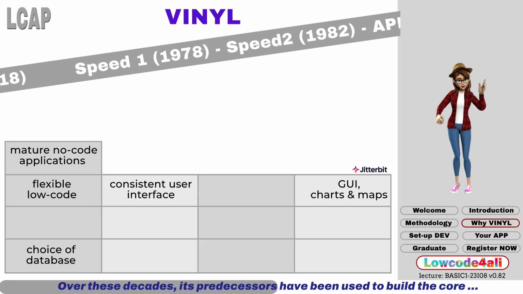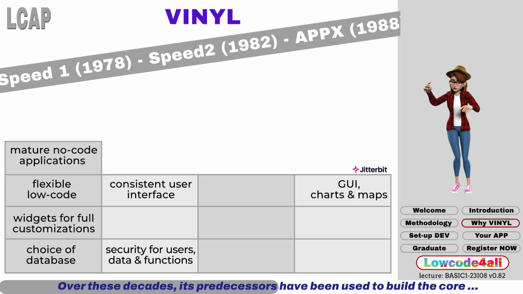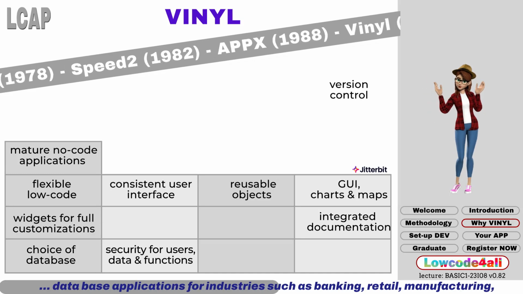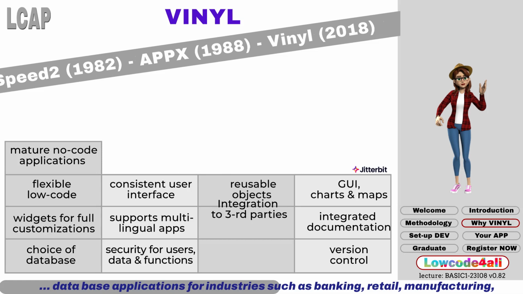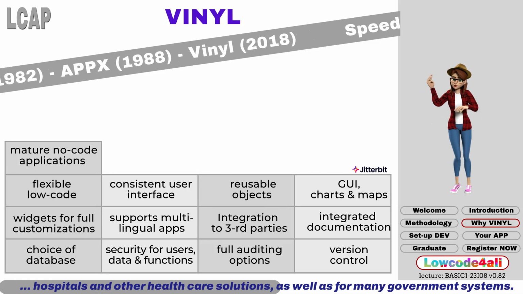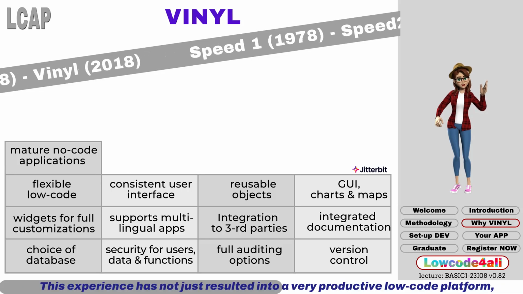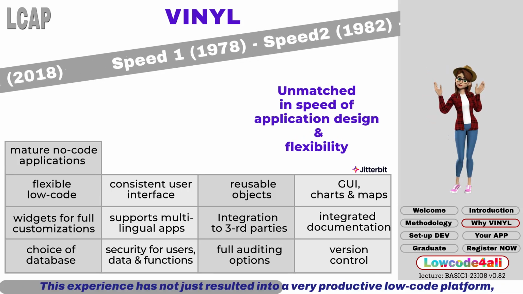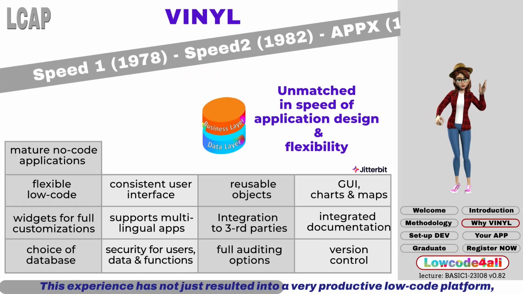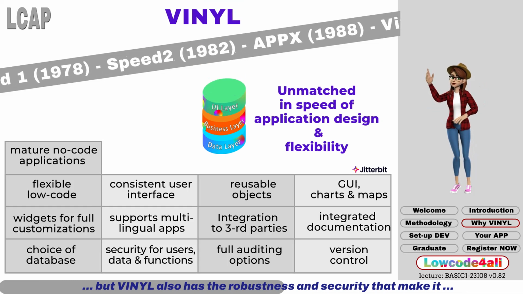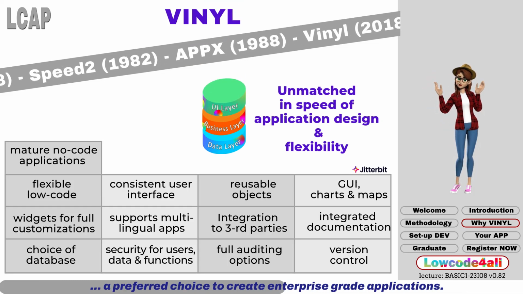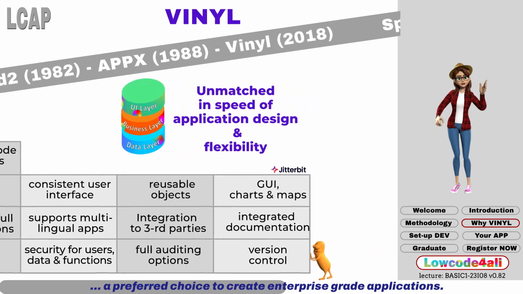Over these decades, its predecessors have been used to build the core database applications for industries such as banking, retail, manufacturing, hospitals and other healthcare solutions as well as for many government systems. This experience has not just resulted into a very productive low-code platform, but Vinyl also has the robustness and security that make it a preferred choice to create enterprise-grade applications.